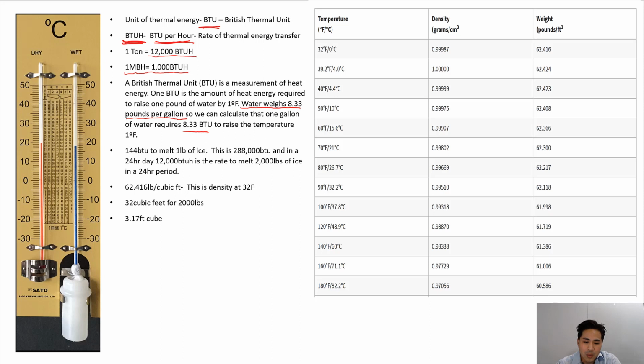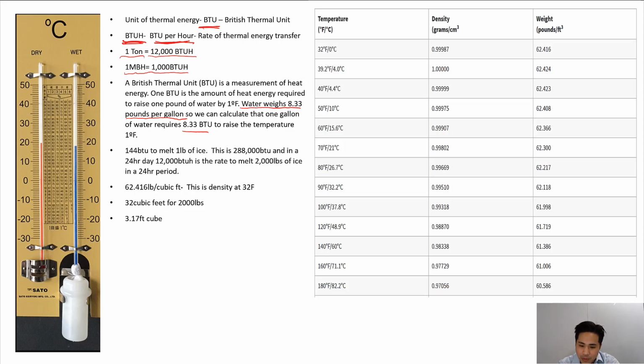Now, where did this 1 ton unit come from? What does that represent? A ton is the equivalent of 2,000 pounds. So 1 ton of ice being melted within a 24-hour period is the equivalent of 1 ton. We'll do a quick example just to show this point.